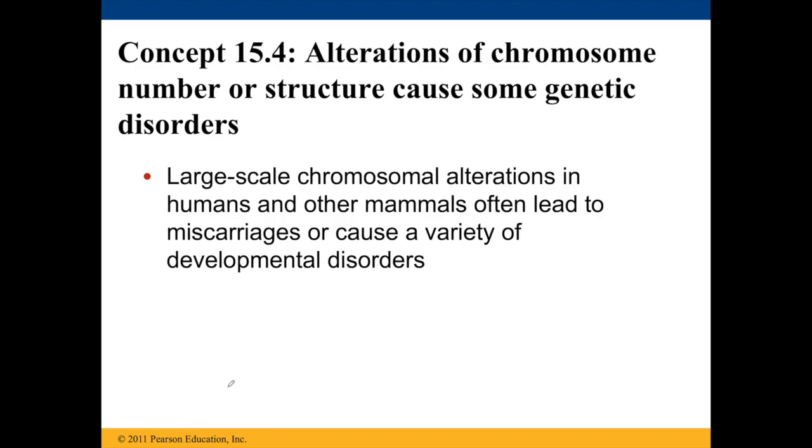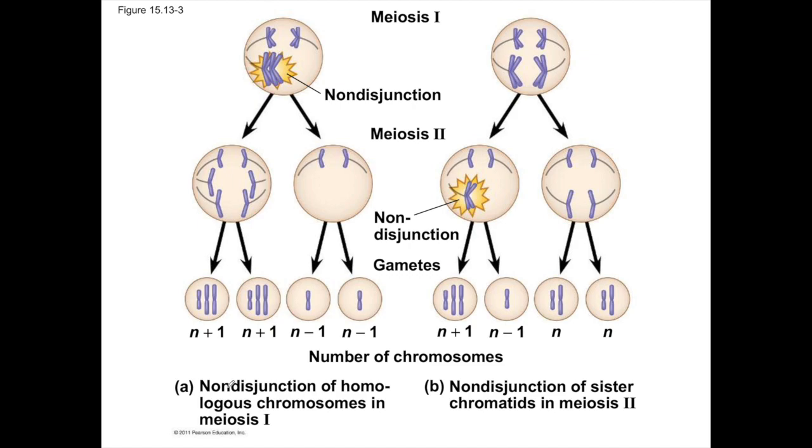All right, so since we're talking about genetics and how the chromosomes relate to genetics, something else we need to discuss is what happens when there's big changes to the chromosomes. It turns out that large-scale chromosomal alterations in humans and other mammals often lead to miscarriages or a variety of developmental disorders. So as an example, your cells do the process of meiosis. We learned that in a prior chapter. And what should happen is you should separate the chromosomes so that when you make the gametes, either sperm cells or egg cells, you have one of each type of chromosome.